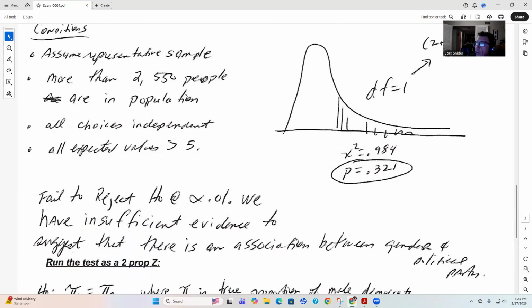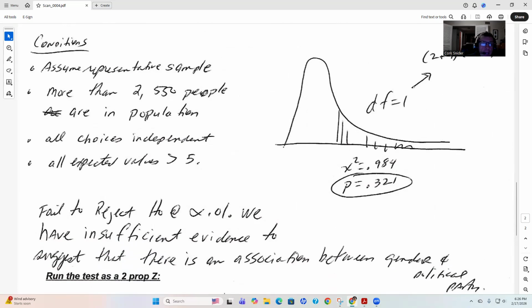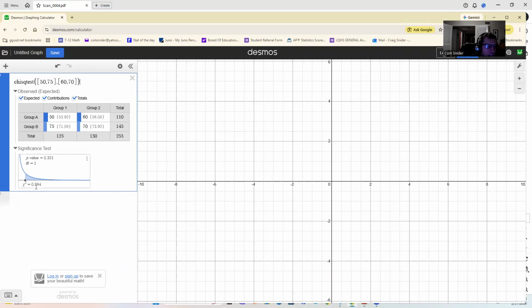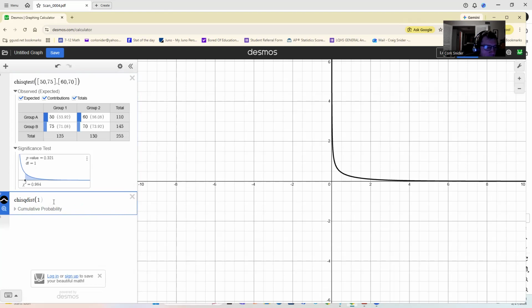Okay, great. Pretty cool. Now let's go back to Desmos. And let me remind you, in case you had a multiple choice question, let's check out this chi-square sum 0.984. If you were asked to change this to a p-value, and that's all the information you had, you would type in chi-square dist, and then you put the degrees of freedom as 1, and then you would go to the right because the shading is all on the right, and then type in 0.984, and there you get the p-value. Okay, so in case that pops up for you.